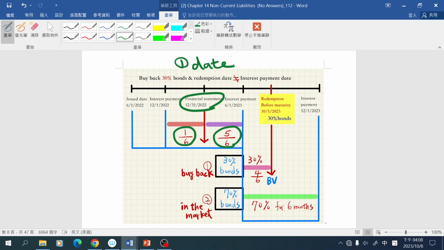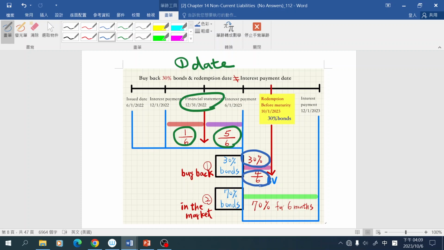So did you find out? First keyword date, second keyword percentage. So you should be careful about date and percentage, these two keywords. Okay, so after you find out date and percentage, get the correct numbers. So that's quite important.